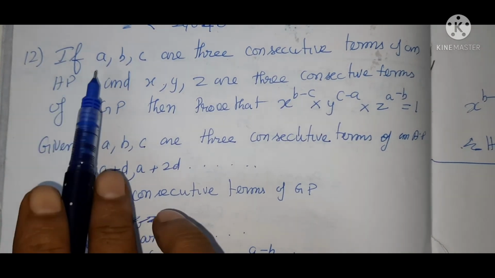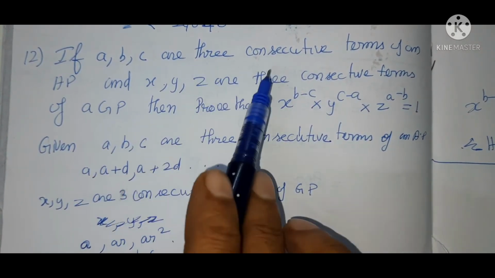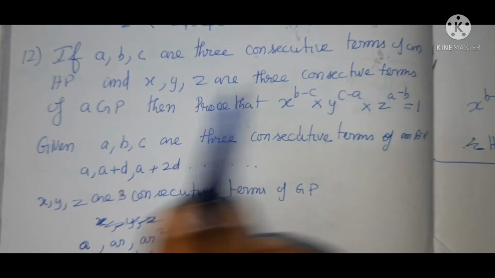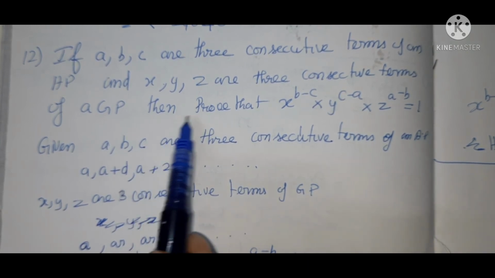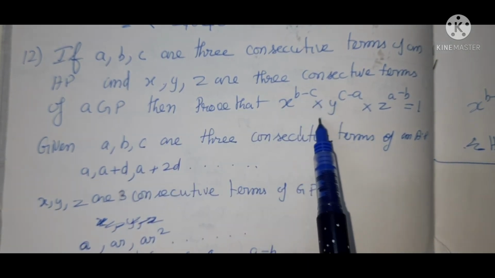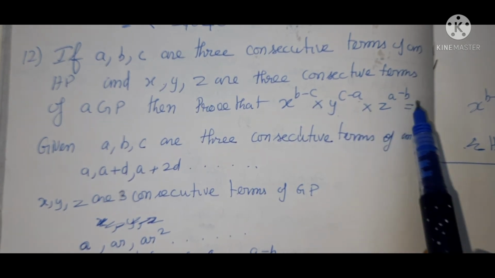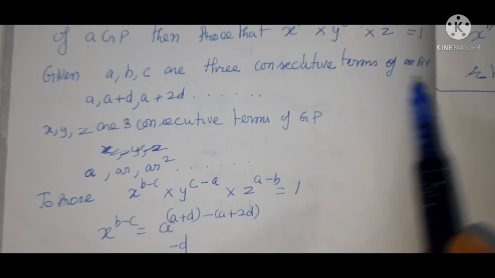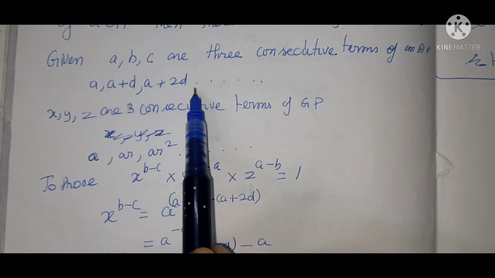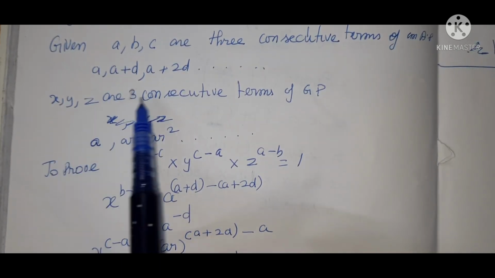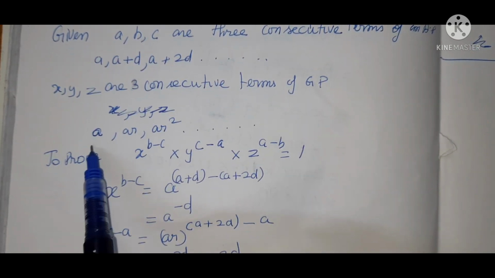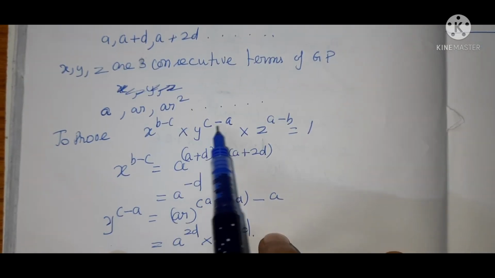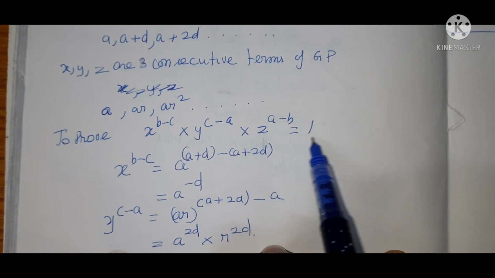12th sum. If a, b, c are 3 consecutive terms of an AP, and x, y, z are 3 consecutive terms of a GP, then prove that x power b minus c into y power c minus a into z power a minus b is equal to 1. Given a, b, c are 3 consecutive terms of an AP: a, a plus d, a plus 2d. x, y, z are 3 consecutive terms of a GP: a, ar, ar square. To prove x power b minus c into y power c minus a into z power a minus b is equal to 1.